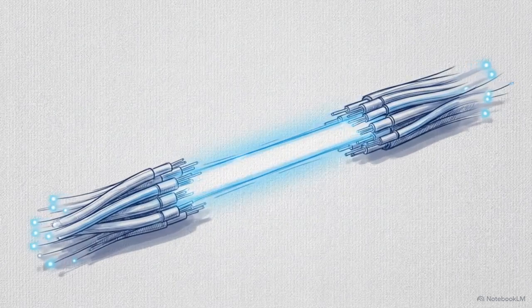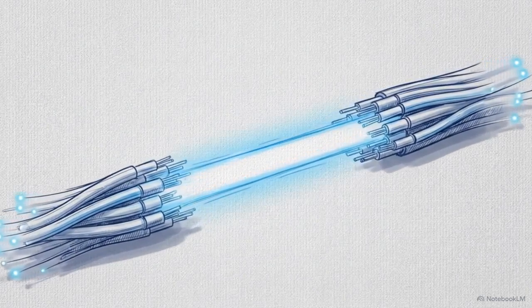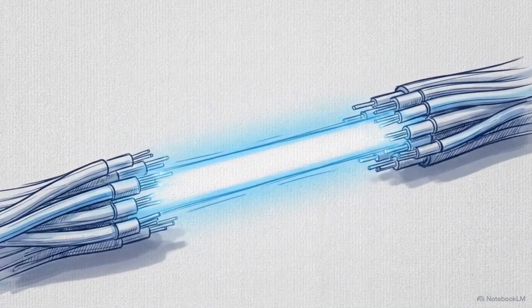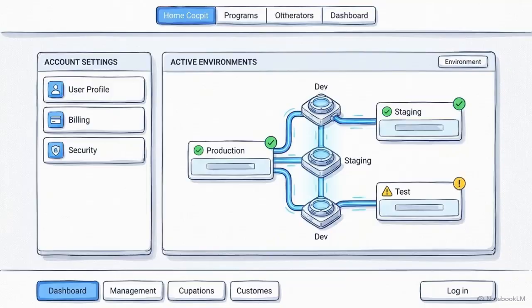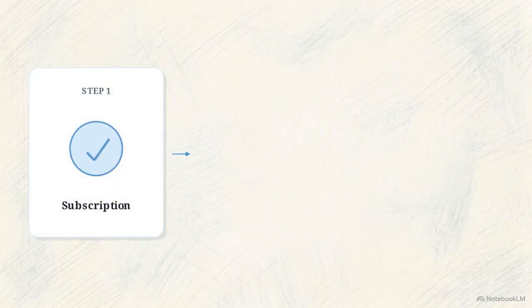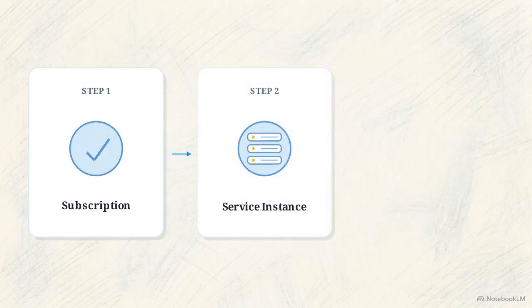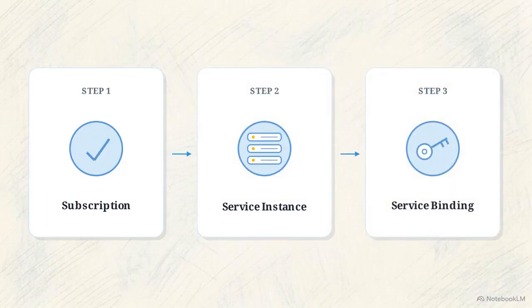Integrating SAP Subscription Billing with an external business system like SAP S/4HANA Cloud requires a secure communication channel. To build that channel, we are going to complete 3 specific tasks within the SAP Business Technology Platform cockpit. We will verify your active subscription, create a scoped service instance, and generate an X.509 service binding.